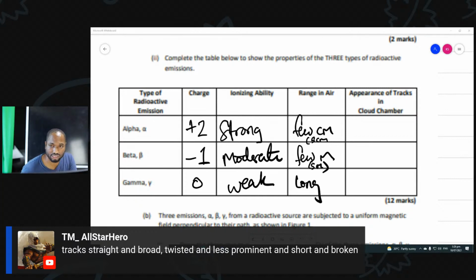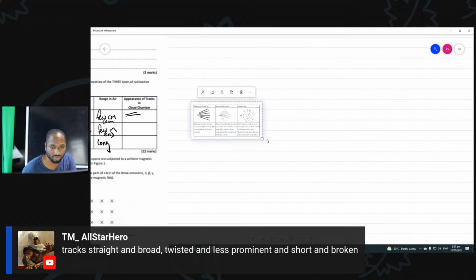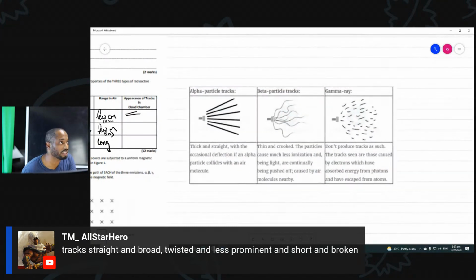So the tracks in the alpha, and to give you all the actual diagram, there we have it. So alpha is thick and straight with occasional deflection if the alpha particle collides with an air molecule. Beta particles, here we go. Thin and crooked, the particles cause much ionization, and it will dim out after a while. And then these don't really produce any tracks.